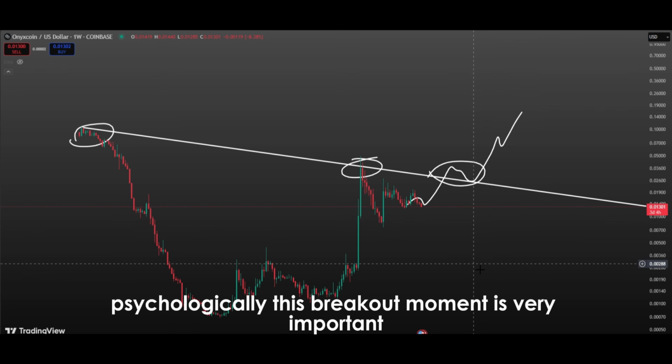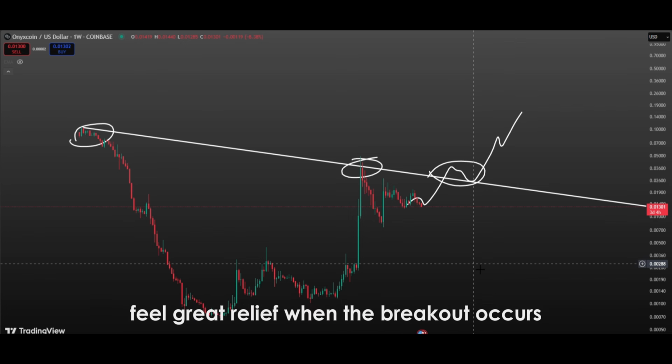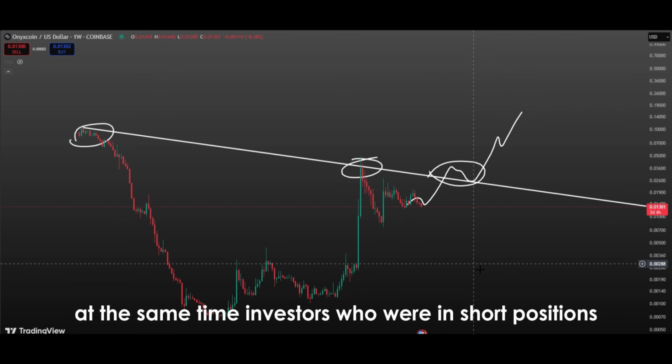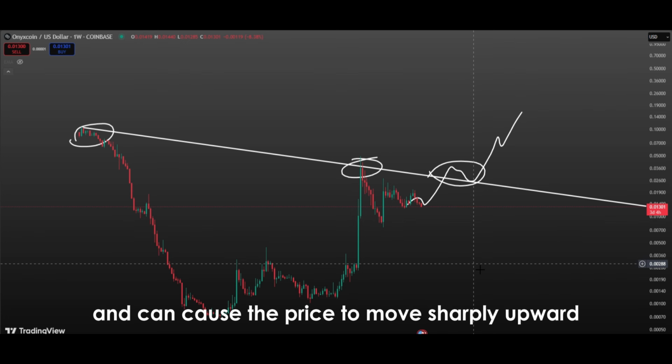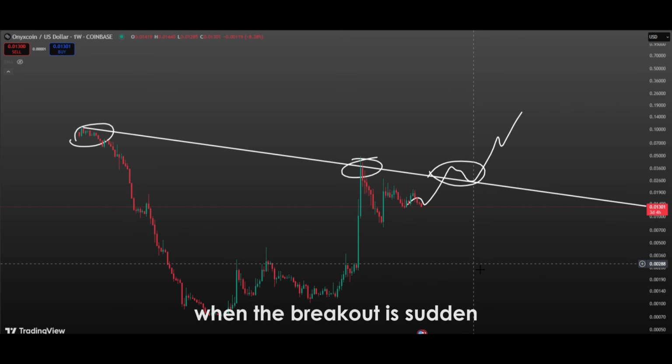Psychologically, this breakout moment is very important because investors who have been in a downtrend for a long time feel great relief when the breakout occurs. This relief leads to increased positions and new buyers entering the market. At the same time, investors who are in short positions also buy to close their losses. This is called a short squeeze and can cause the price to move sharply upward in a short time. This situation is even stronger when the breakout is sudden and unexpected.